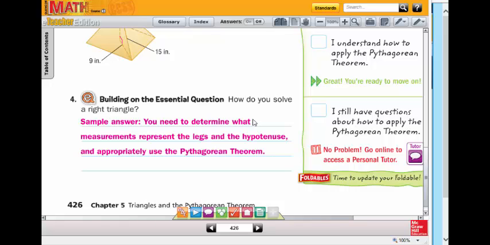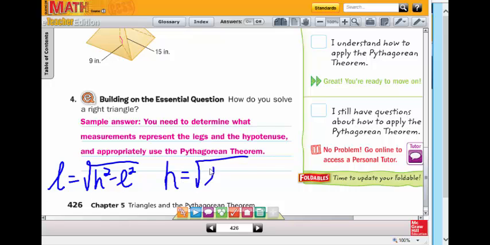You need to determine what measurements represent the legs and the hypotenuse and appropriately use the Pythagorean theorem, which, like I said, would be real easy. You could easily put this in your notes as leg equals hypotenuse squared minus leg squared. So if you're looking for a leg, you use that one. Or you could say hypotenuse equals the square root of leg squared plus the other leg squared. And it'll work every time. Please do independent practice.